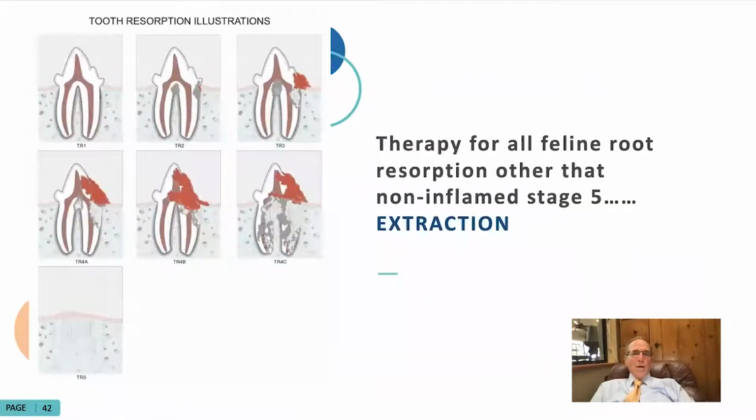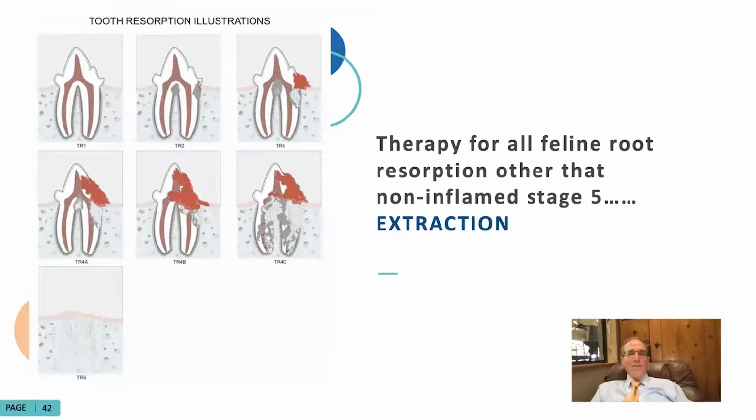So stage 1 through 5, you can get these illustrations on the avdc.org website, under nomenclature. And you can see the progression of tooth resorptions and put it next to your records so you can classify them that way.